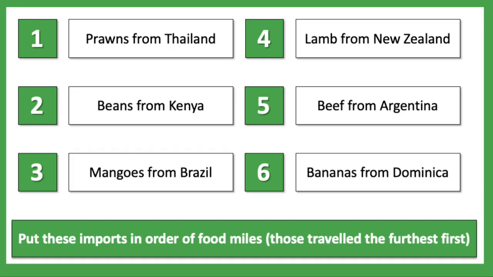So we are focusing on food miles. So that was our first altered vowels. What we'd like you to do is to put these imports in order of food miles from those travelled the furthest to those who have travelled the least distance. So if you pause the video for a moment, pop them in the right order, furthest away first. And then once you've got them in what you think is the right order, unpause the video and we will check to see whether you have got them right or not.